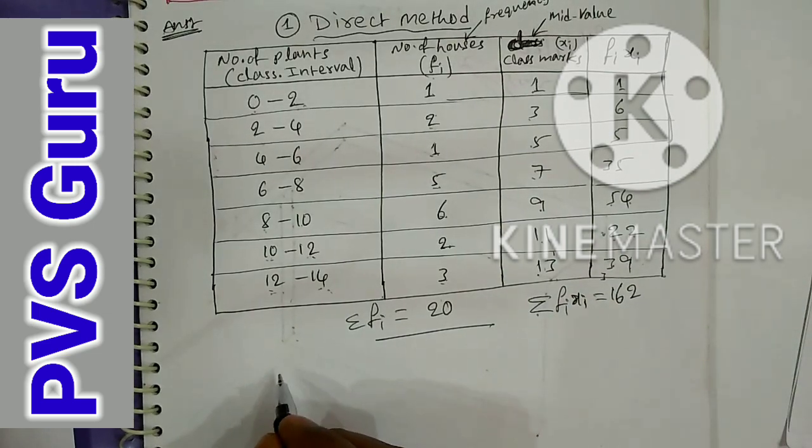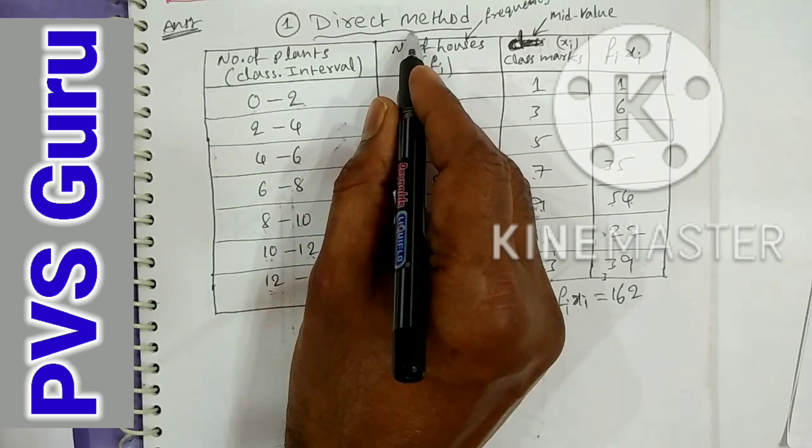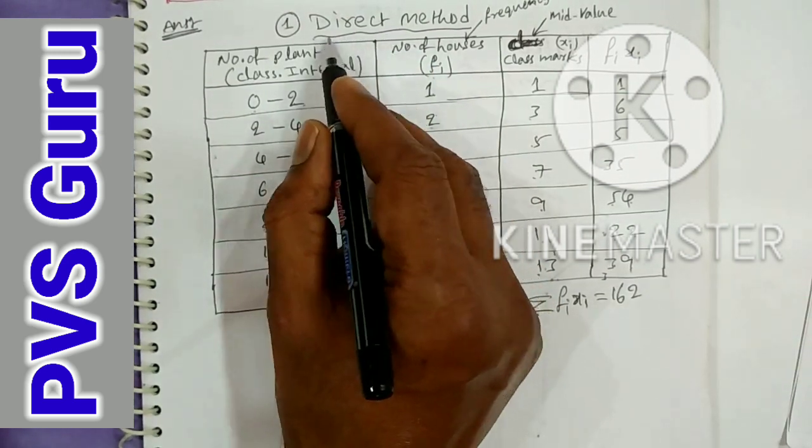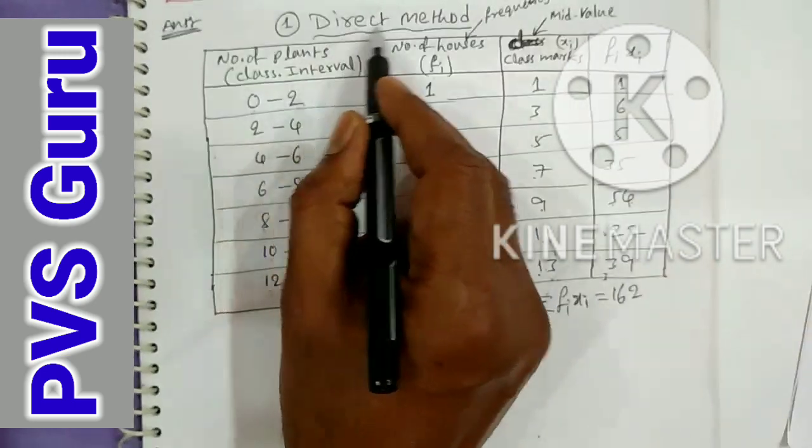Now we have the formula for the direct method. Remember that 3 methods are there. Any one method you can do, but you will get the same answer. The first method I am taking is the direct method.